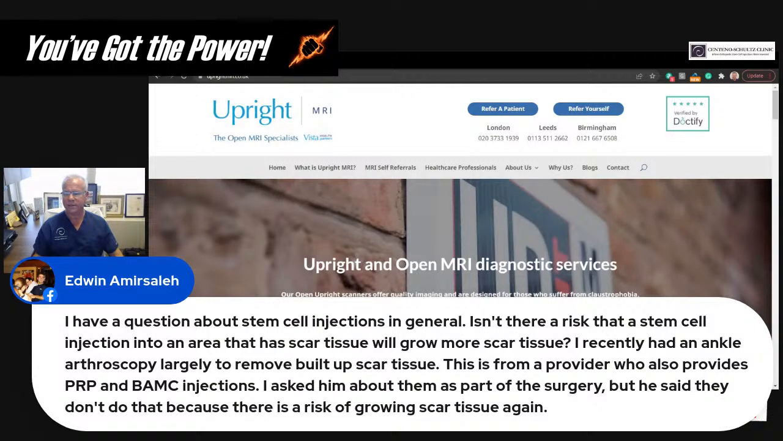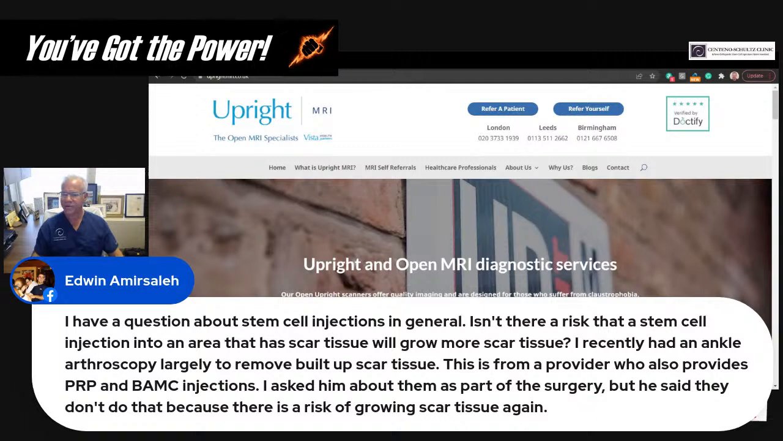Edwin, I have a question about stem cell injections in general. Isn't there a risk that a stem cell injection in an area that has scar tissue will grow more scar tissue? Recently, an ankle arthroscopy largely removed built-up scar tissue. This is from a provider who also provides PRP and BMAC injections. I asked him about them as part of the surgery, but he said they don't do that because they're at risk of growing scar tissue again.